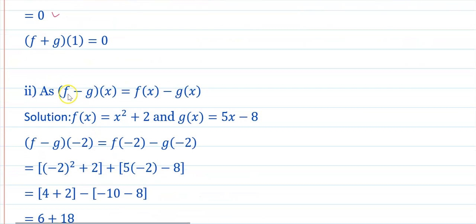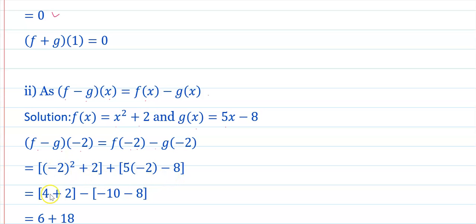Similarly, we can find the value of (f minus g)(x), that is equal to f of x minus g of x. Again, f of x is equal to x square plus 2, g of x is 5x minus 8. (f minus g) of minus 2 is f of minus 2 minus g of minus 2. At f of minus 2, replace this x by minus 2: minus 2 square plus 2, plus g of x is equal to 5x minus 8. Replace x again by minus 2, that is 5 into minus 2 minus 8.